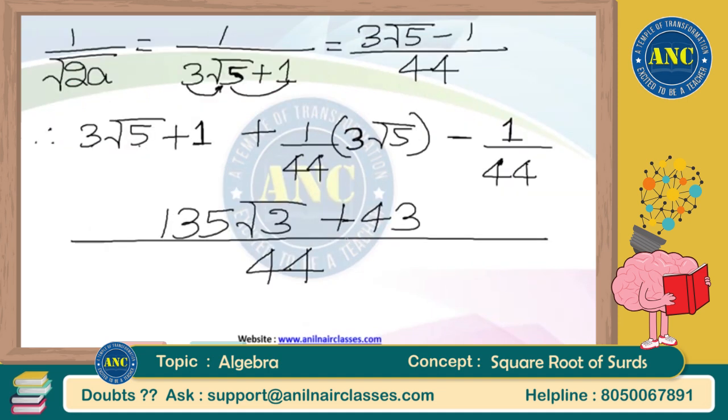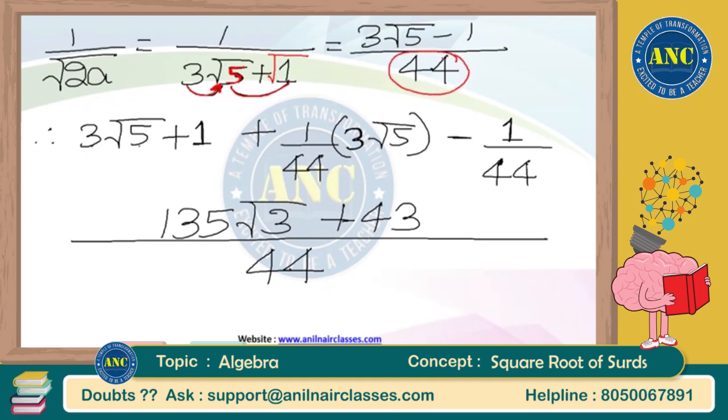Take the reciprocal. Once again, don't waste your time in taking the rationalizing factors. This 3, move it inside the square root. So inside the square root, the 3 becomes 3 square, 9. 9 into 5 is 45. So now if I take it as 45 inside the square root, the coefficient will be 1. So here it is 45. Here it is 1. So denominator will be 45 minus 1, 44.